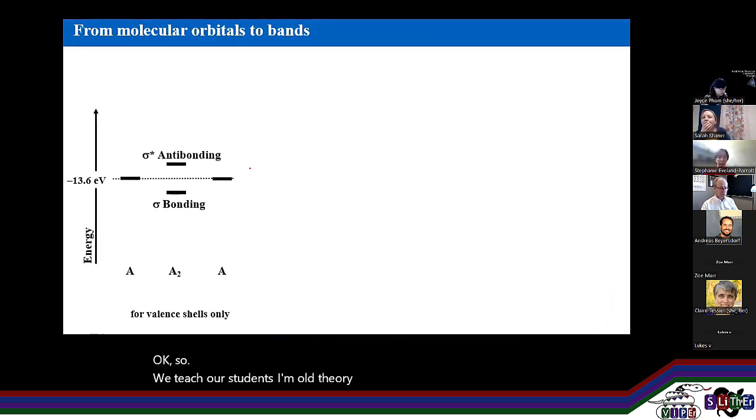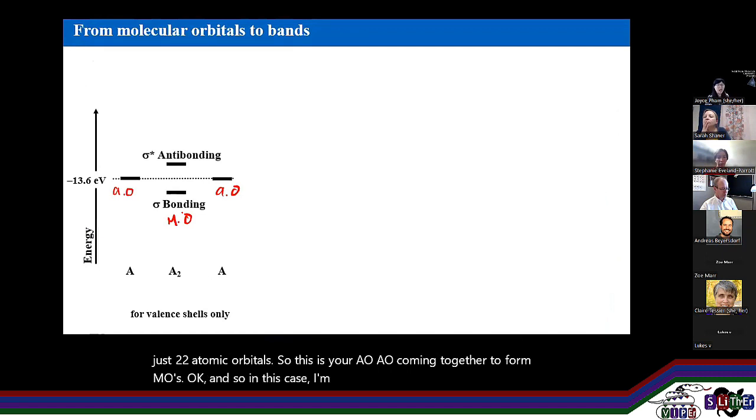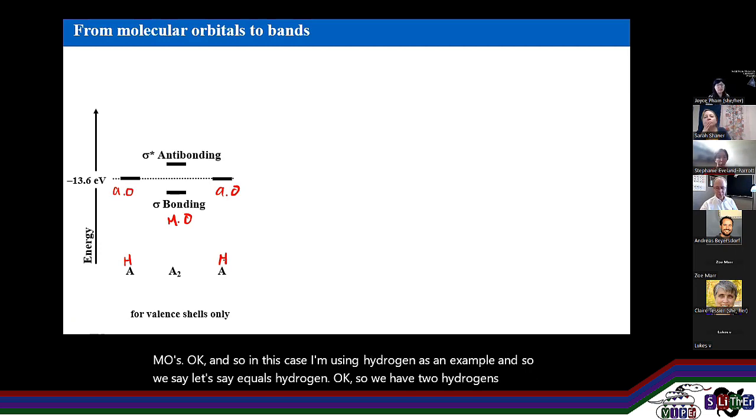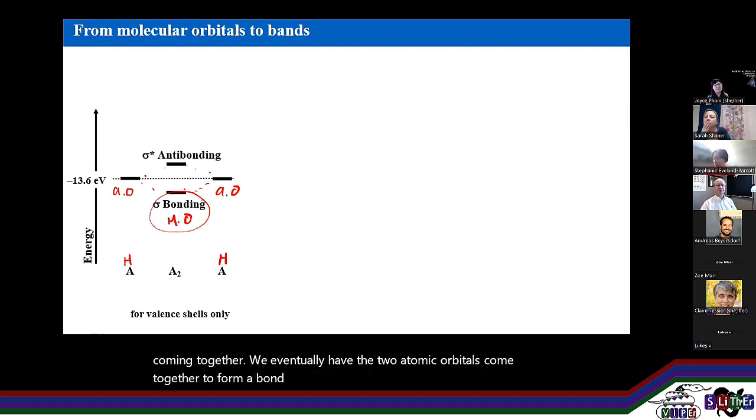Okay? So this is an example of just two atomic orbitals. This is your AOs coming together to form MOs. In this case, I'm using hydrogen as an example, so let's say A equals hydrogen. We have two hydrogens coming together. We eventually have the two atomic orbitals come together to form a bonding, and that's the molecular orbital. And we also tell our students that we have bonding and we have anti-bonding.